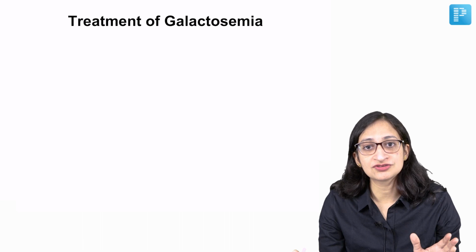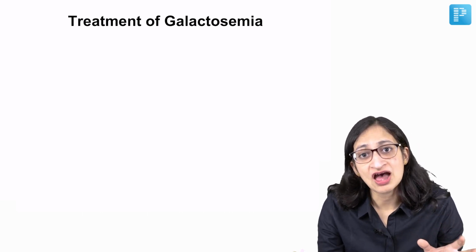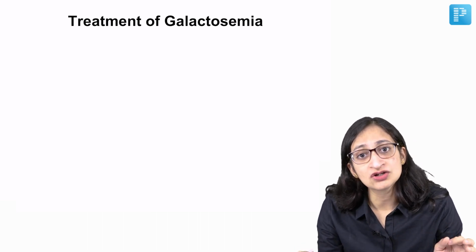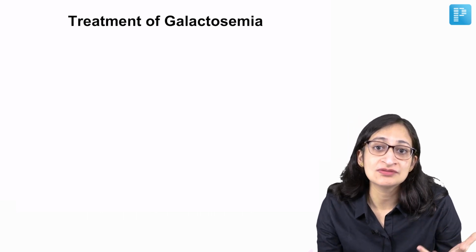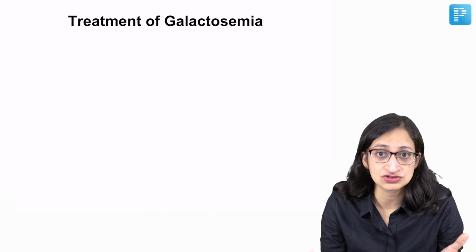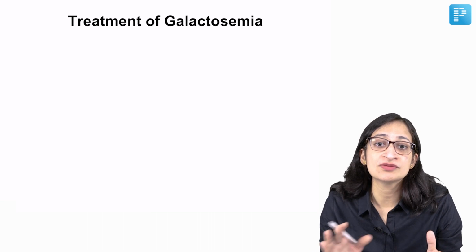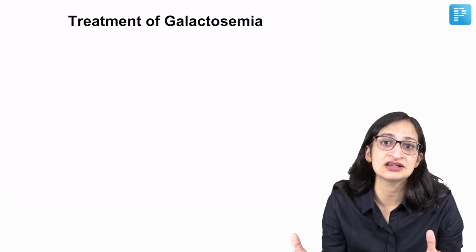So moving on to the treatment of galactosemia. We have to eliminate galactose from the diet. And we know lactose contains glucose and galactose, so we have to eliminate lactose from the diet. Now milk is the most important source of lactose that we have, so we have to stop that. The milk intake should be stopped, and even breast milk is contraindicated in a child with confirmed galactosemia.